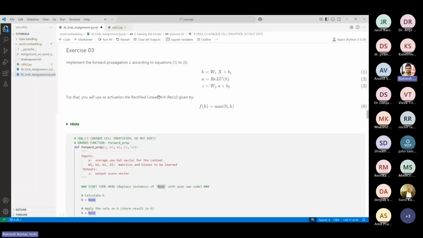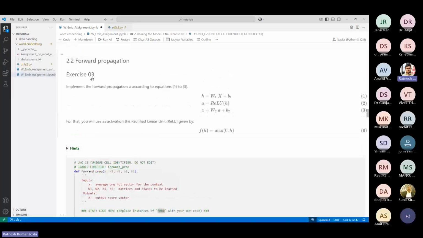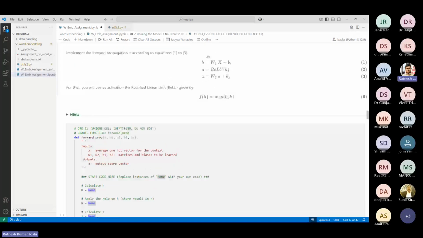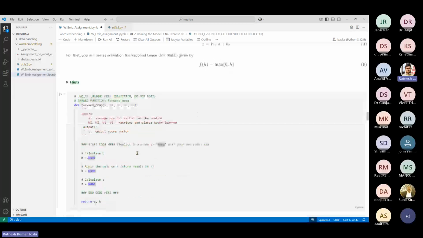For the third exercise, you have to implement forward propagation. What is the idea of forward propagation? You take the values and move them forward to generate some final embedding. In this function, you have all of these h, a, z, and f of h that you have to apply and fill in.